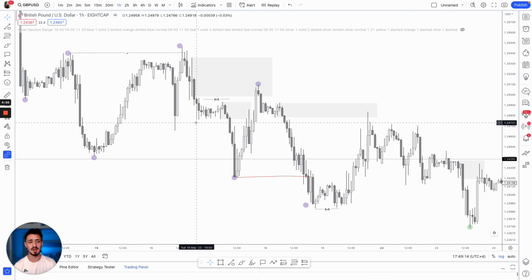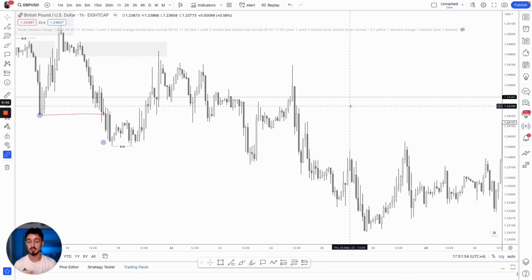Now let's take a look at mistake number 2. Mistake number 2 that I consistently see traders make is they choose order blocks that have no relevance to current price action anymore. So they're just random. Let me show you what that means.